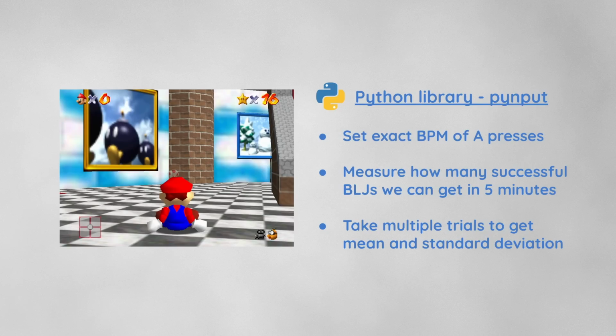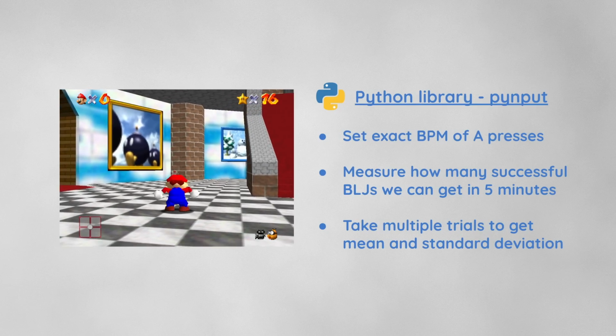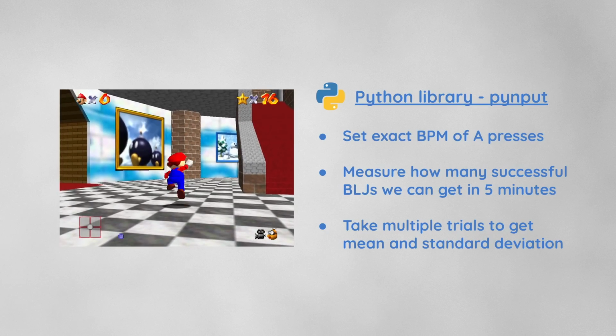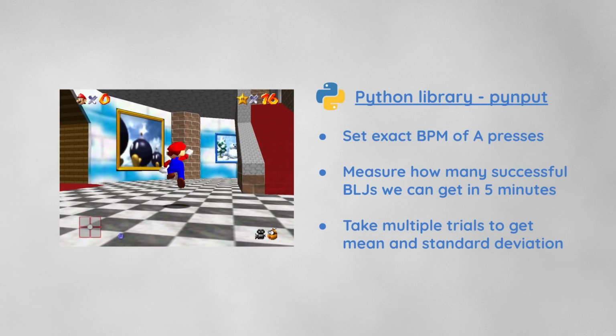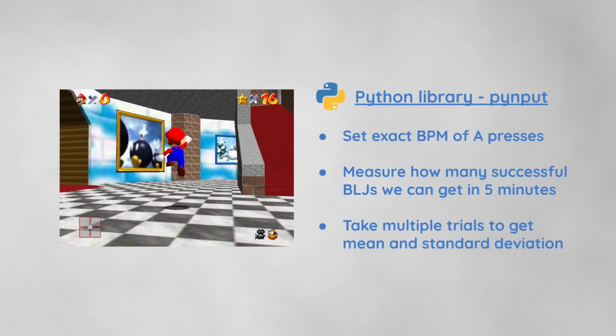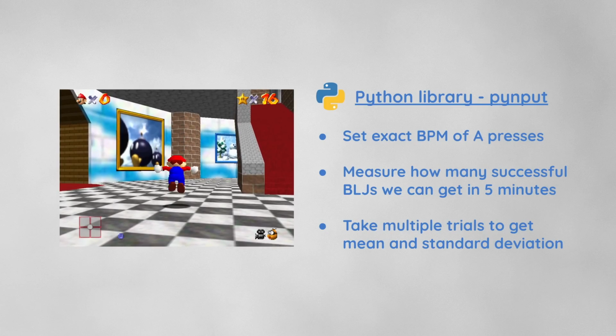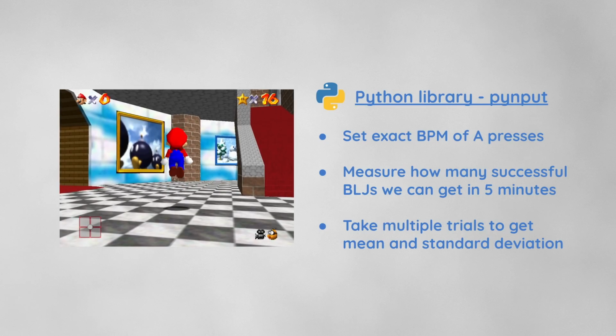To test this, I wrote a Python script using the library PyInput, which allows me to set an exact BPM value of my A presses. I then measured how many successful BLJs I could get on the endless stairs in 5 minutes, making sure to take multiple trials so I could get a reliable mean and standard deviation.